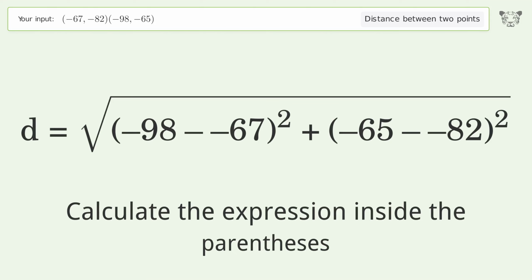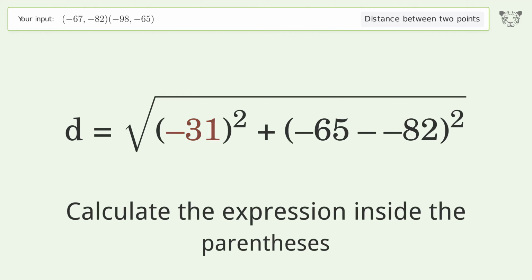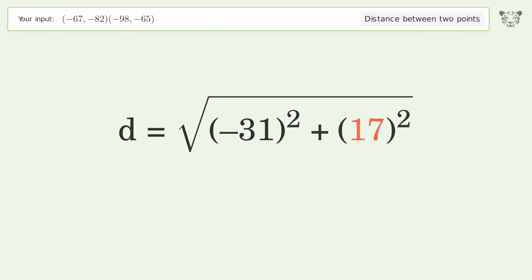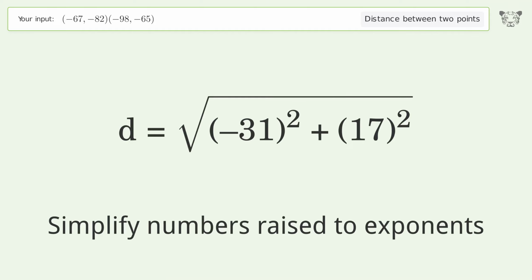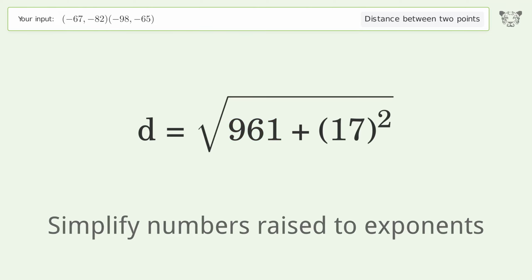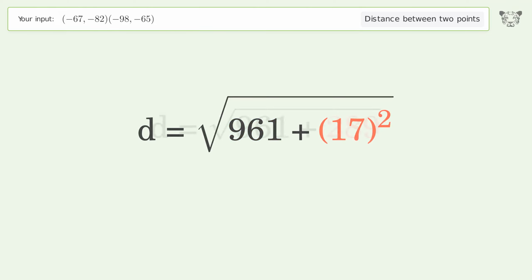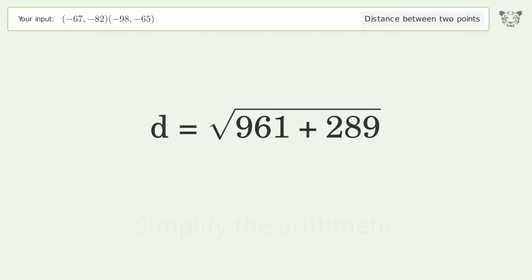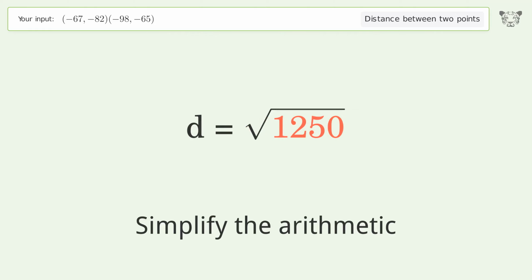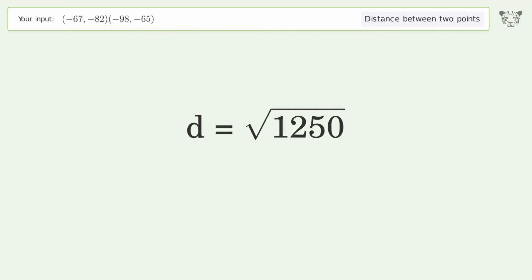Calculate the expression inside the parentheses. Simplify numbers raised to exponents. Simplify the arithmetic. And so the distance between the 2 points is the square root of 1250, or 35.355.